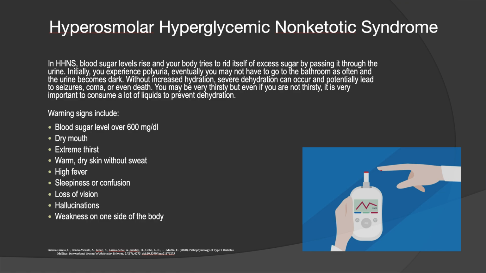Hyperosmolar hyperglycemic non-ketotic syndrome. In hyperosmolar hyperglycemic non-ketotic syndrome, blood sugar levels rise and your body tries to rid itself of excess sugar by passing it through the urine. Initially, you experience polyuria, which is increased frequency of urination. Eventually, you may not have to go to the bathroom as often and the urine becomes dark. Without increased hydration, severe dehydration can occur and potentially lead to seizures, coma, or even death.